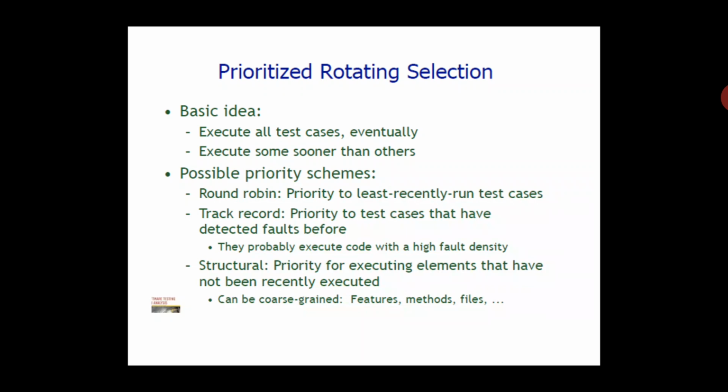Next is the track record: priority to test cases that have detected faults before. They probably execute code with a high fault density. For example, as I already said, those test cases which reveal or detect faults more frequently are given higher priority than others, based on the fault.